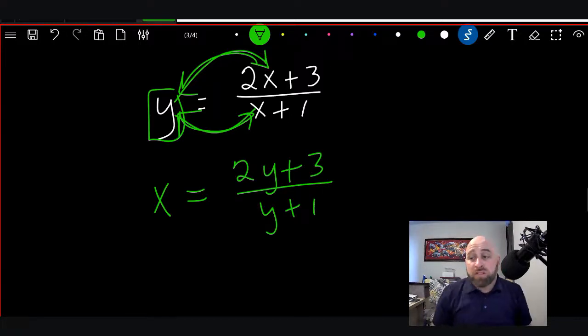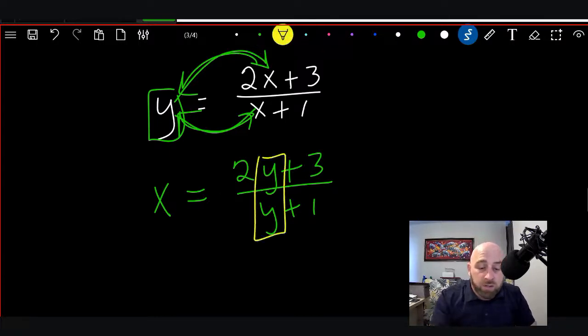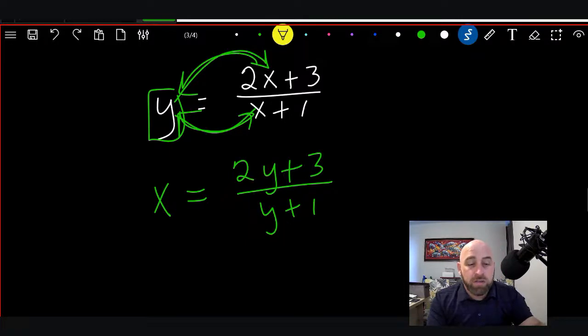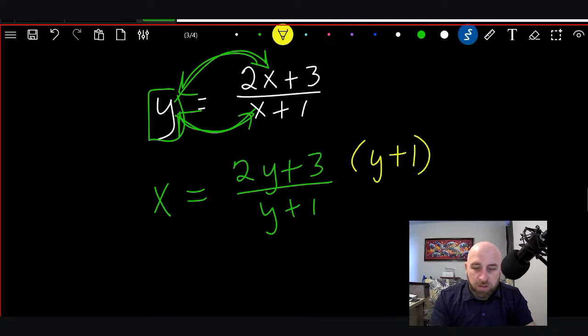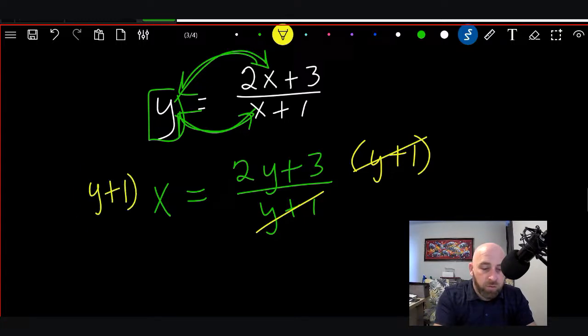Now remember, what is our goal here? What are we trying to do? Well, we are trying to solve for y, or in other words, we're trying to get y by itself. So how are we going to do this? This one's somewhat complicated, but what we need to do is multiply both sides by y plus 1. That's going to cancel, but if we do it to one side, we have to do it to the other side. So y plus 1 over here.